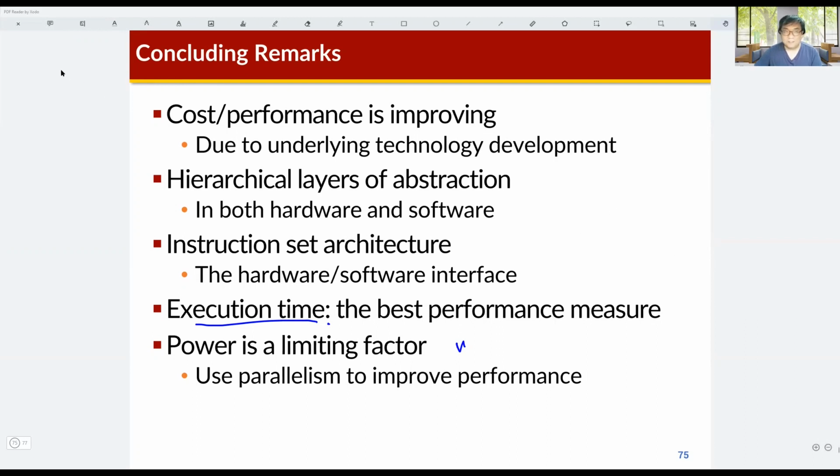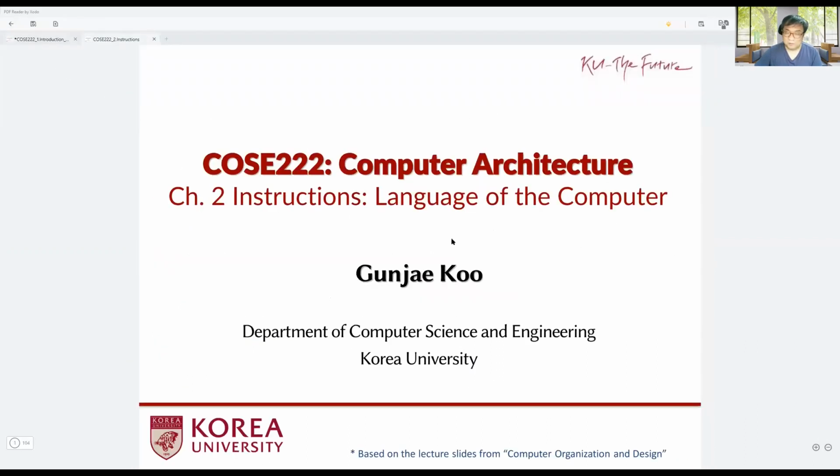We still have time, so let's move on to chapter 2. The title of chapter 2 is Instructions: Language of the Computer. So in chapter 2, we will learn about the instructions of the processor, or instruction set architecture. In chapter 1, I briefly explained how our applications are compiled and executed by the processor.